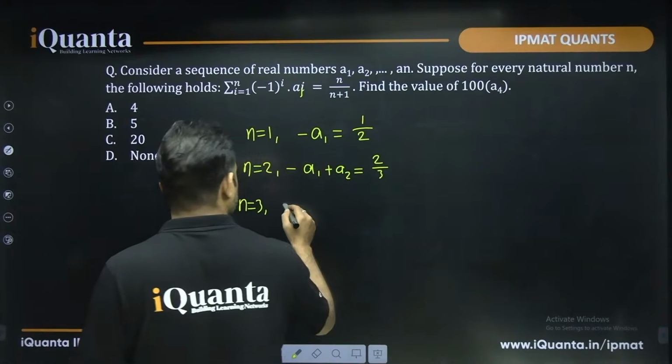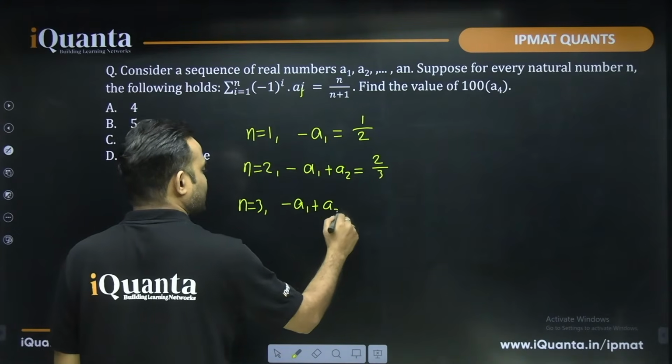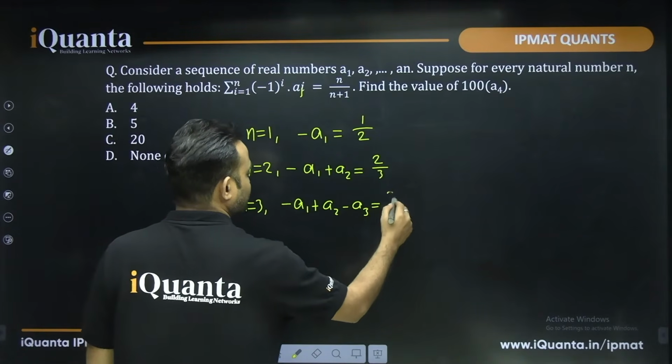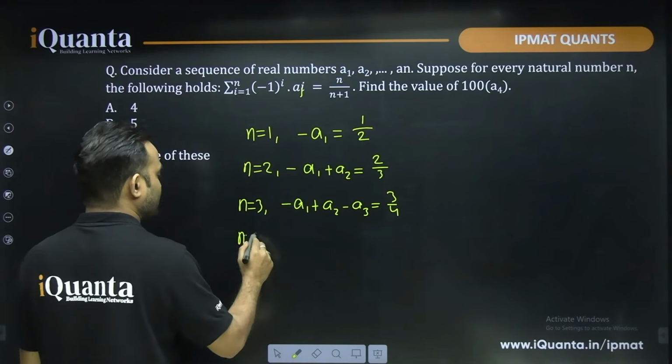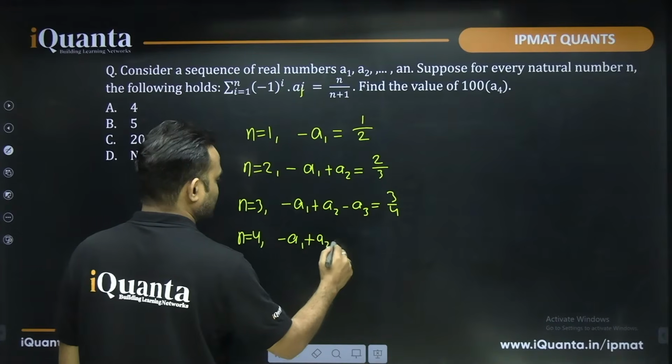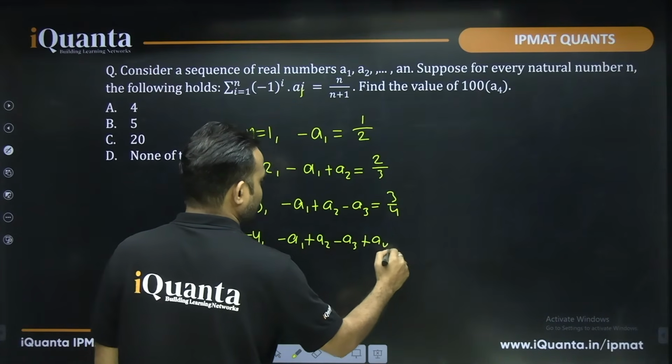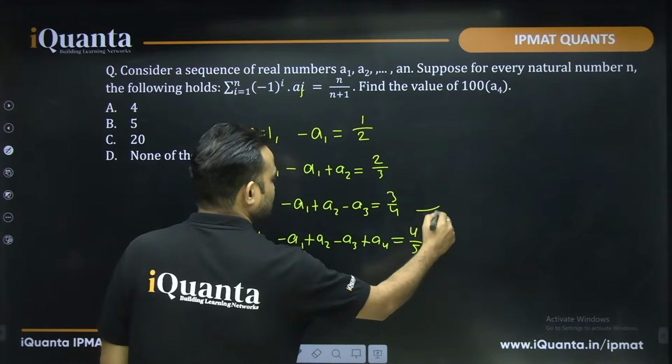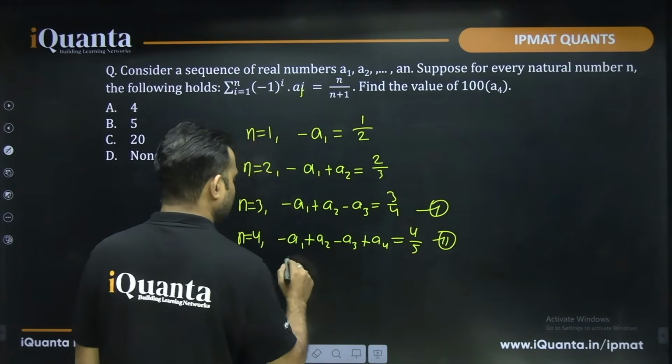So in that case, it will be minus a1 plus a2 minus a3, that will be 3 by 4. Then if you take n is equal to 4, minus a1 plus a2 minus a3 plus a4 is equal to 4 by 5. Let's say this is equation 1, this is equation 2.